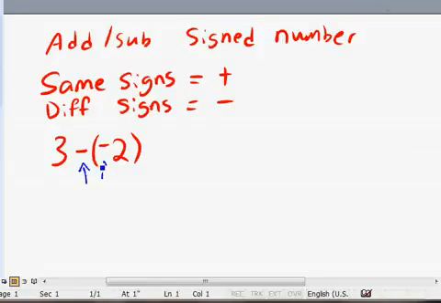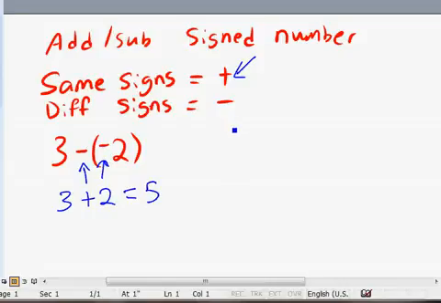We have a minus here and a minus here. In this case, they're the same sign. A minus minus is the same, therefore we're going to use the plus. So what you can do is erase the two negatives and just make it 3 plus 2, and the answer is 5.